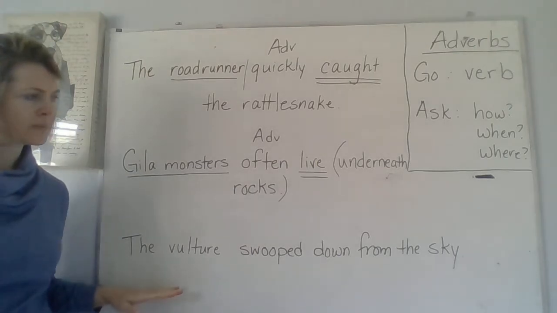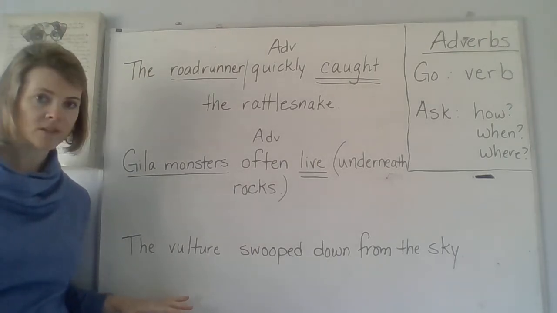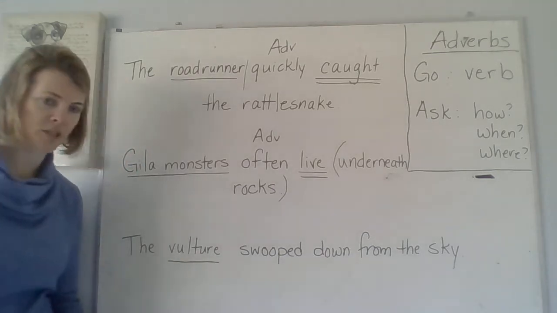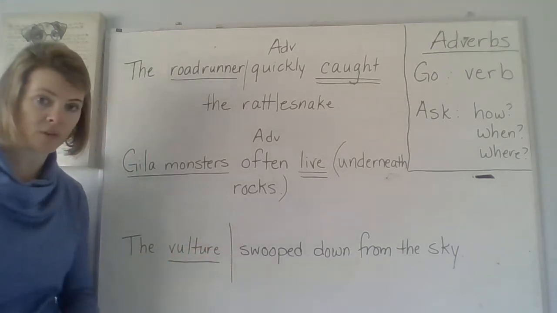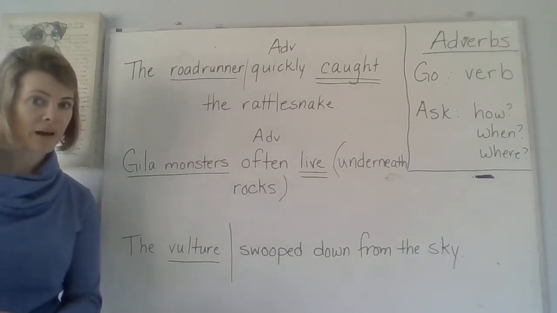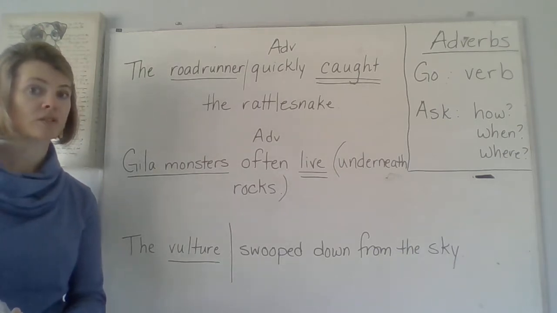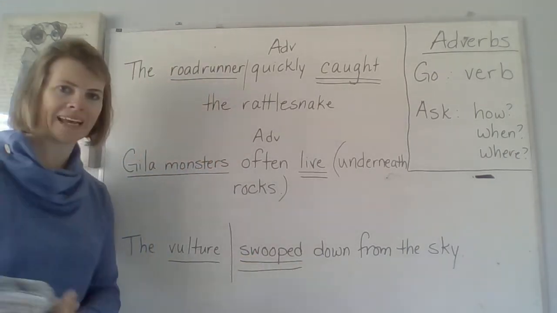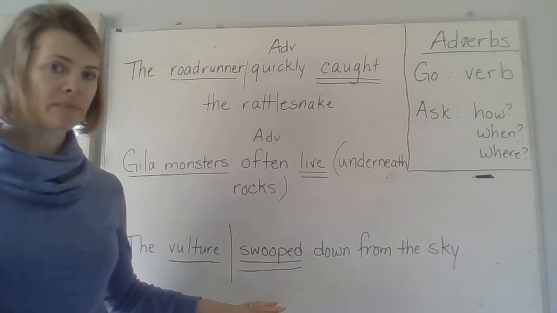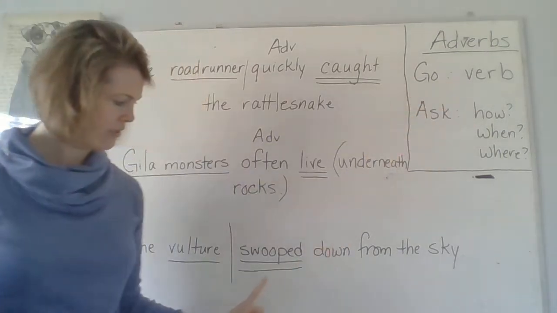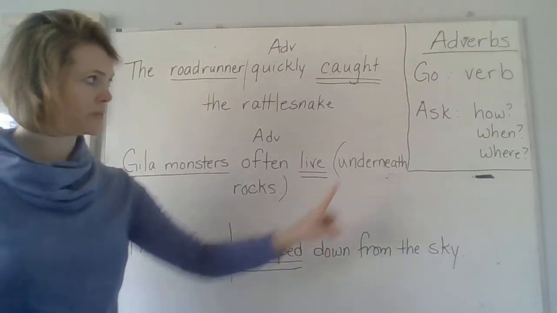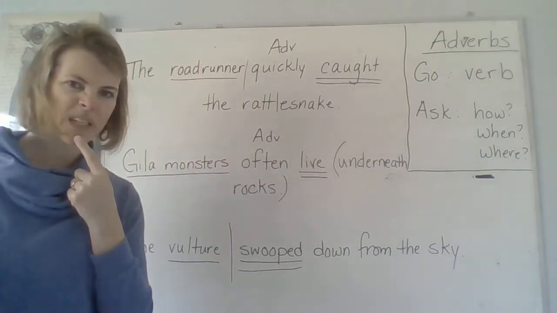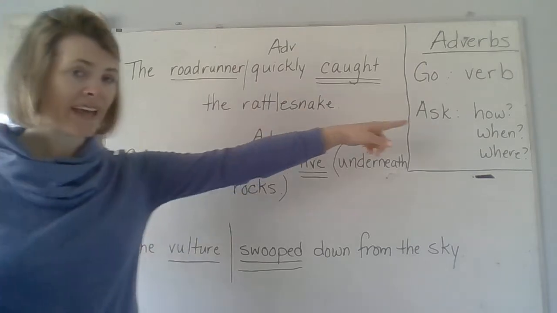Let's try this last one. The vulture swooped down from the sky. What swooped down from the sky? Vulture. That's my subject. You can even make your dividing line if you want. What is being said about vulture? Vulture swooped. That's a great word. It's a great action. So I'm going to find my adverb. I go to my verb. Here's my verb. And I ask, swooped how? Doesn't really answer that. Swooped when?